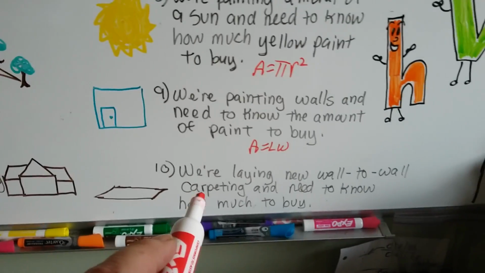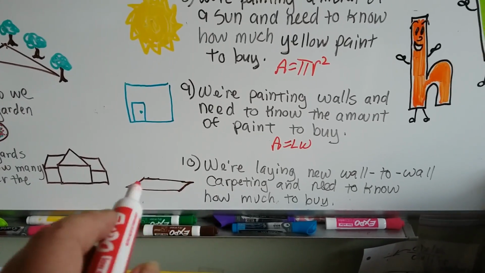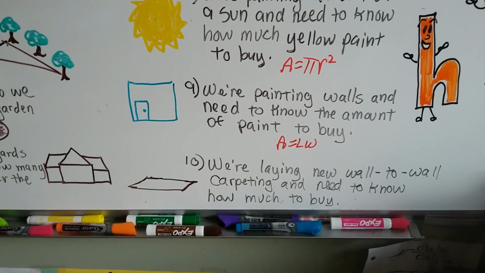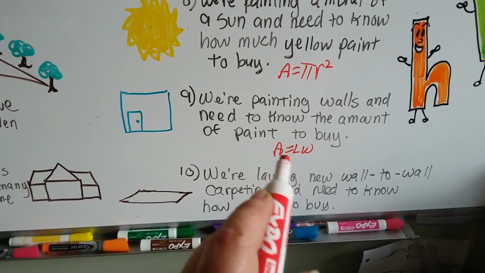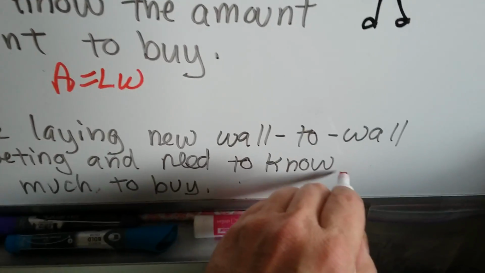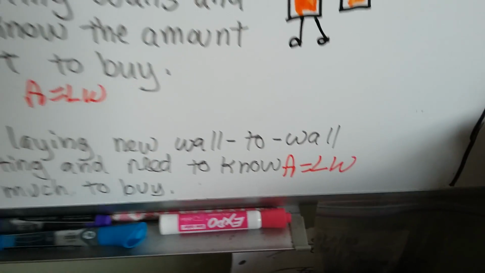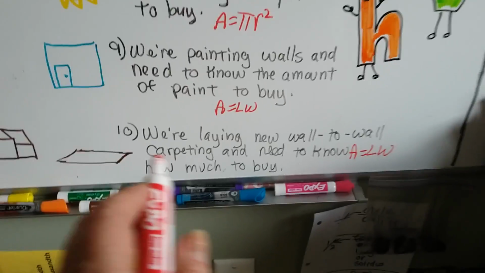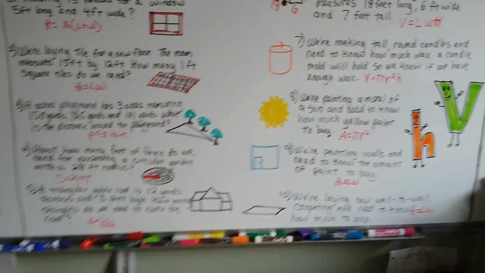How about if we're laying new wall-to-wall carpeting and we need to know how much to buy? What is the shape of the floor in your rooms? They're rectangles, aren't they? So guess what? We need the area again. We need area equals the length times the width. If you measure the length of the room and then the width of the room and multiply that together, you'll know how many square feet are in the room, or square yards, however you're measuring it, okay?